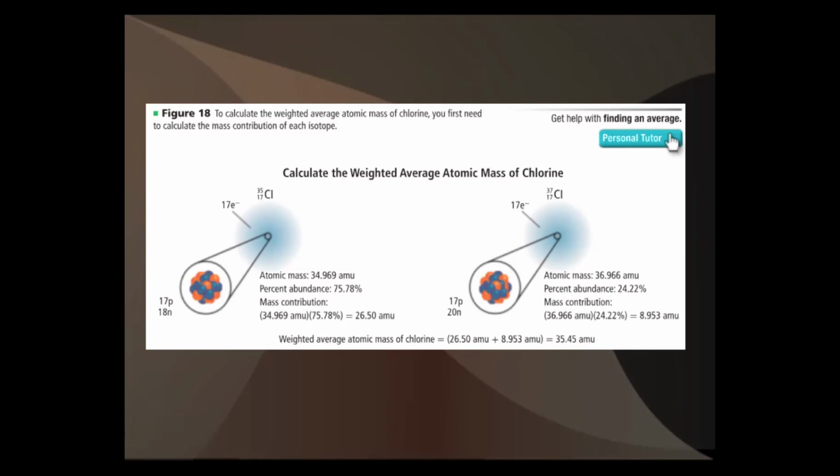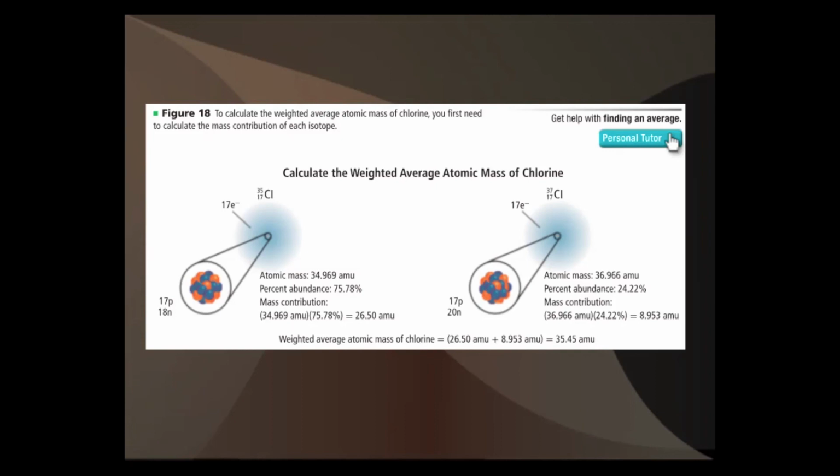So to get an average mass, we can't just add up the masses and divide by 2. For this one, we have 75.78%, that's chlorine 35, and only 24.2% is chlorine 37. So we have to take that into account and multiply the mass by the weight, or by the percentage, to get the average mass of that sample.